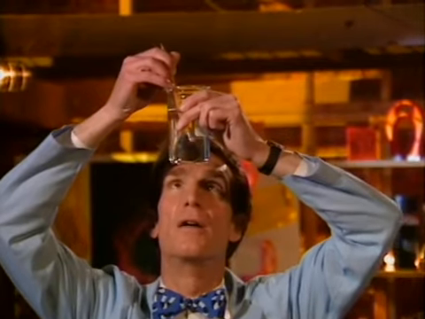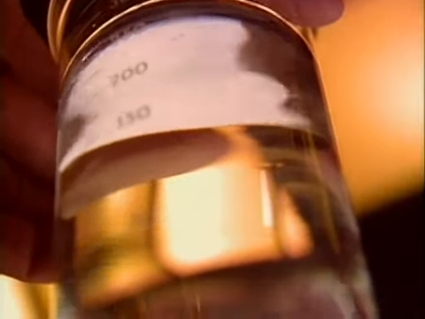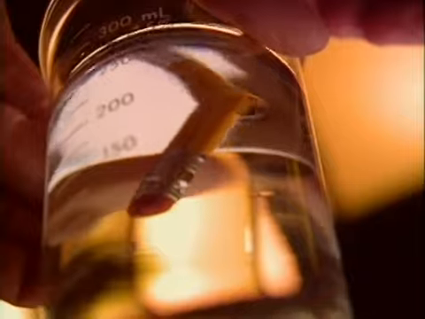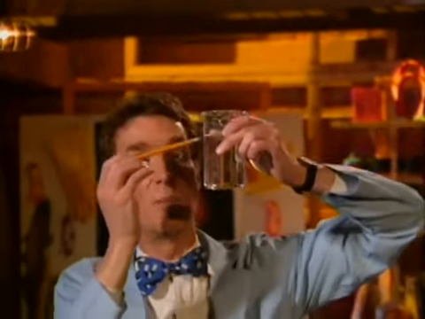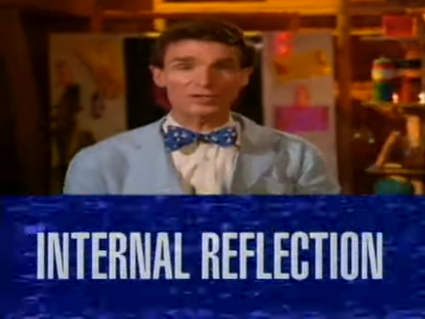Try this. Get a glass of water and a pencil. Stick one end of the pencil below the surface of the water. And look, the other end disappears. You can only see the end of the pencil that's underwater. That's because the light is bouncing off the bottom surface of the water. It's what we call internal reflection.